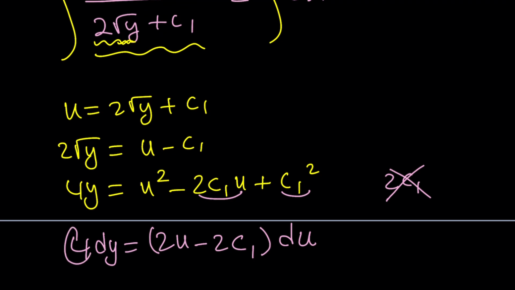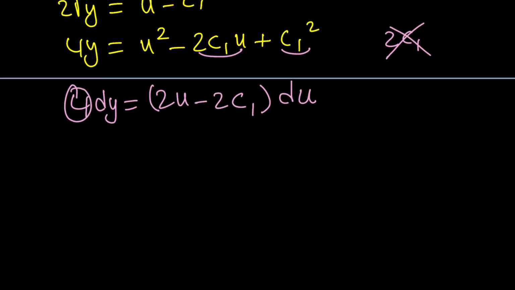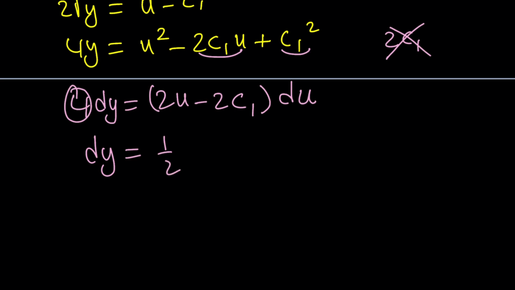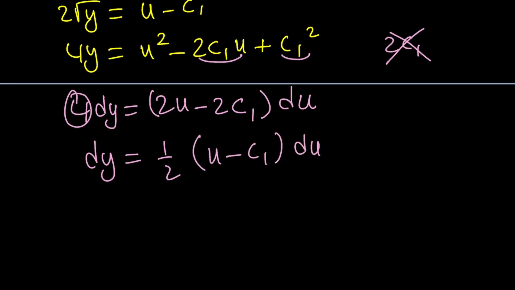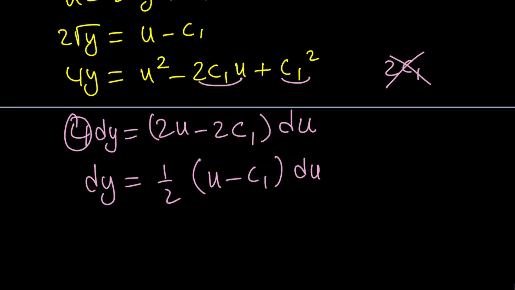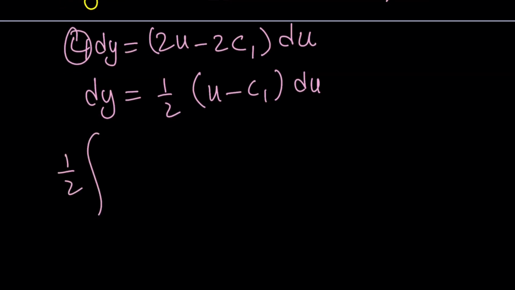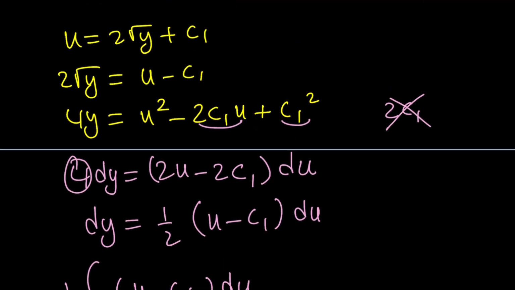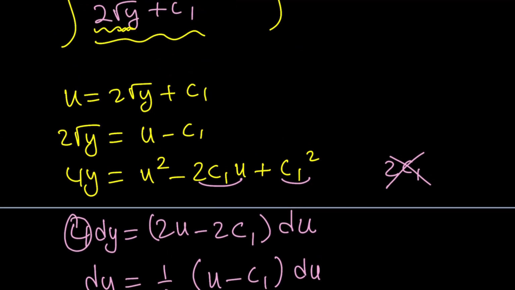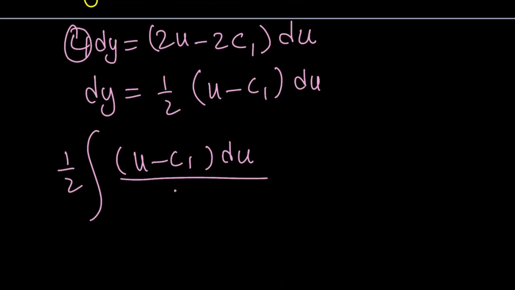But we have a fourth, so we're just going to multiply by 1/4. So dy is going to be 1/2 u minus c sub 1 du. You get the idea? 2/4 is 1/2. Let's go ahead and plug it in. I'll put the 1/2 all the way on the outside. U minus c1 du. That's for the numerator. And the denominator is going to be u. That's the cool thing about it, because the whole thing collapses, right, easily. So I think this is a better choice, in my opinion.